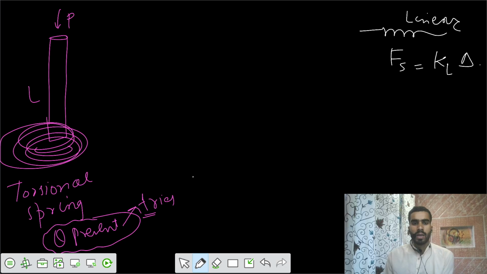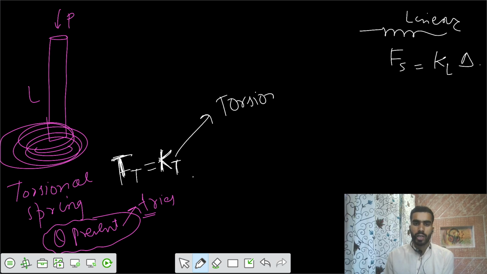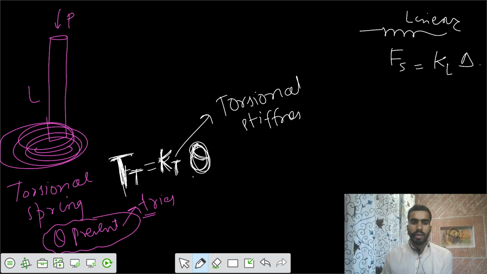And for this one, we say that the torsional force, let's call it Ft, is equal to some torsional stiffness into some theta. So it would try to prevent that theta. There is some development of torque, or we can say torque force. Torque is equal to Kt times theta. Now it would try to prevent that theta.